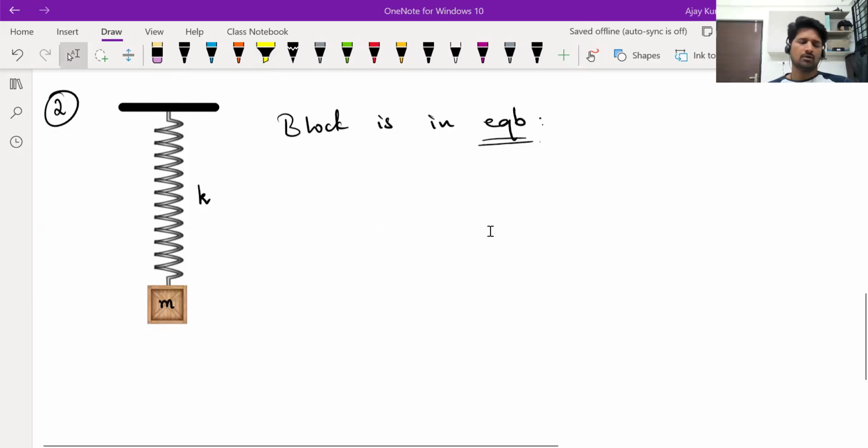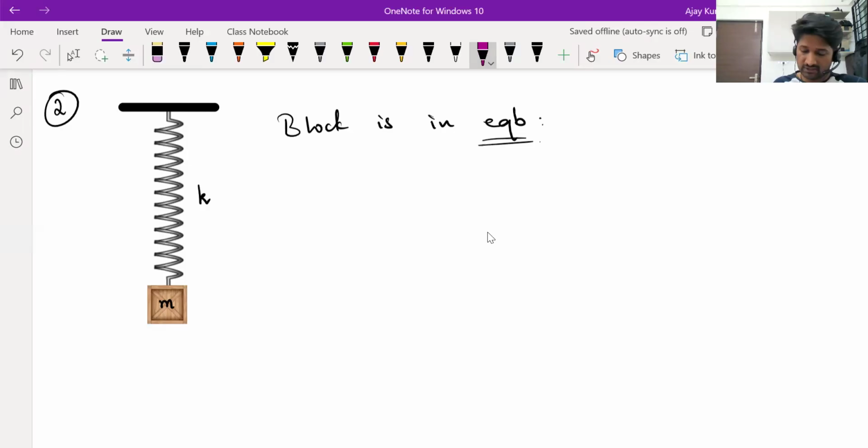Rishi, tell me, what all forces act on this block? It's a vertically suspended spring block system. It's hanging. The weight of it. You should say weight, not mass. Yes, sir. Weight will be acting, and normal. Normal from where?